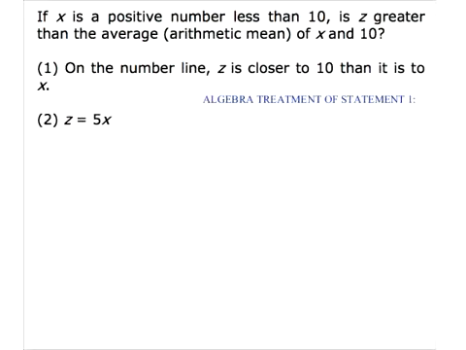Okay. The question, there's a big question in the text box. I'll get that in a second. The question is, in algebra form, is z greater than the average of x and 10, which means (x + 10) / 2.